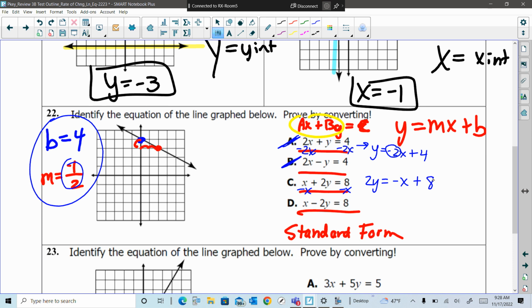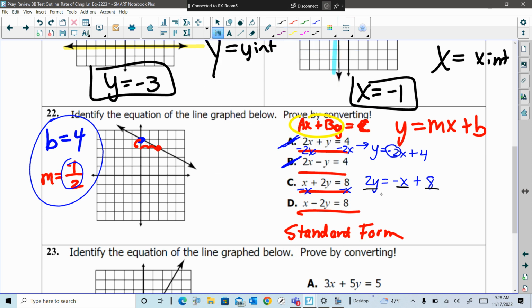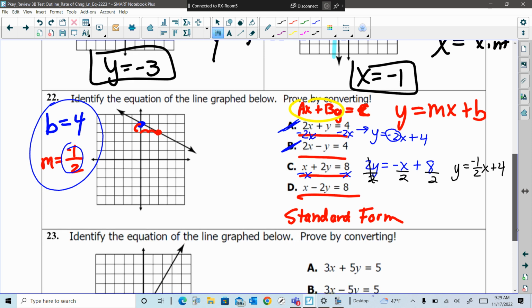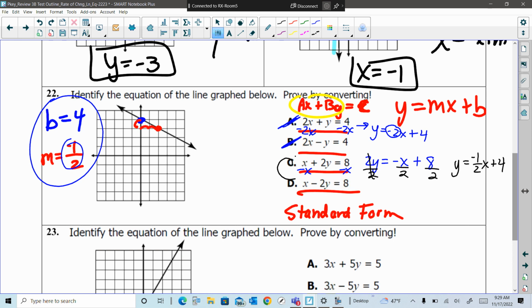And then what would you have to do next? Divide everything by 2. And then it would be y equals negative 1 over 2x plus 4. That does match. So when I check, I'm checking that you can get to the slope and to the y-intercept.